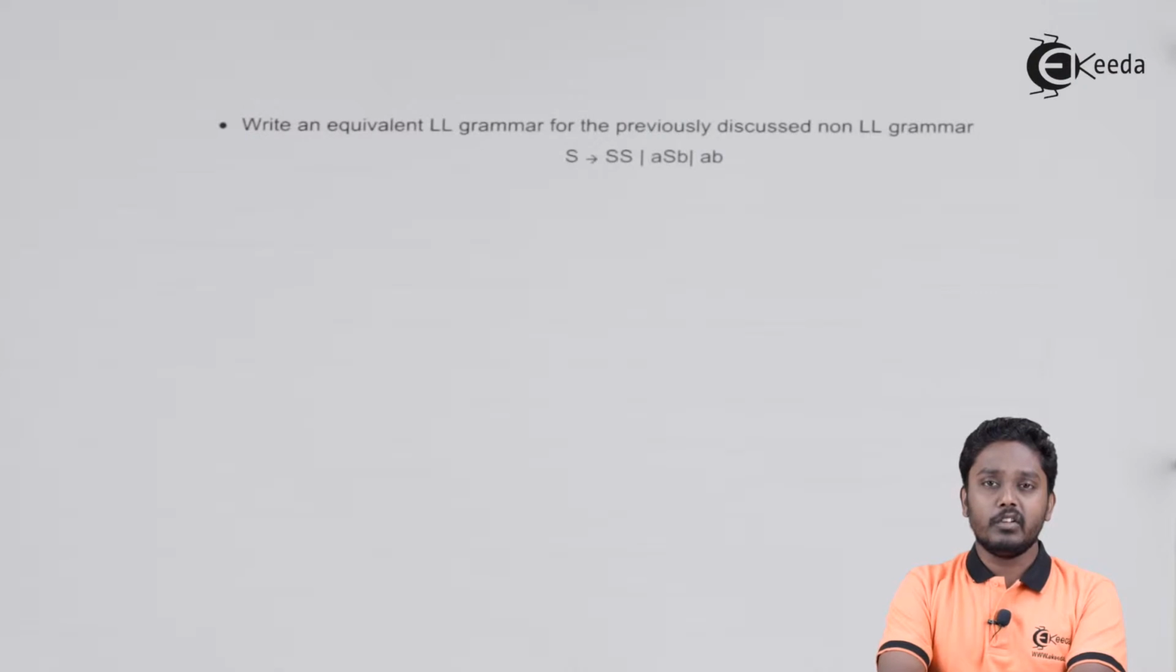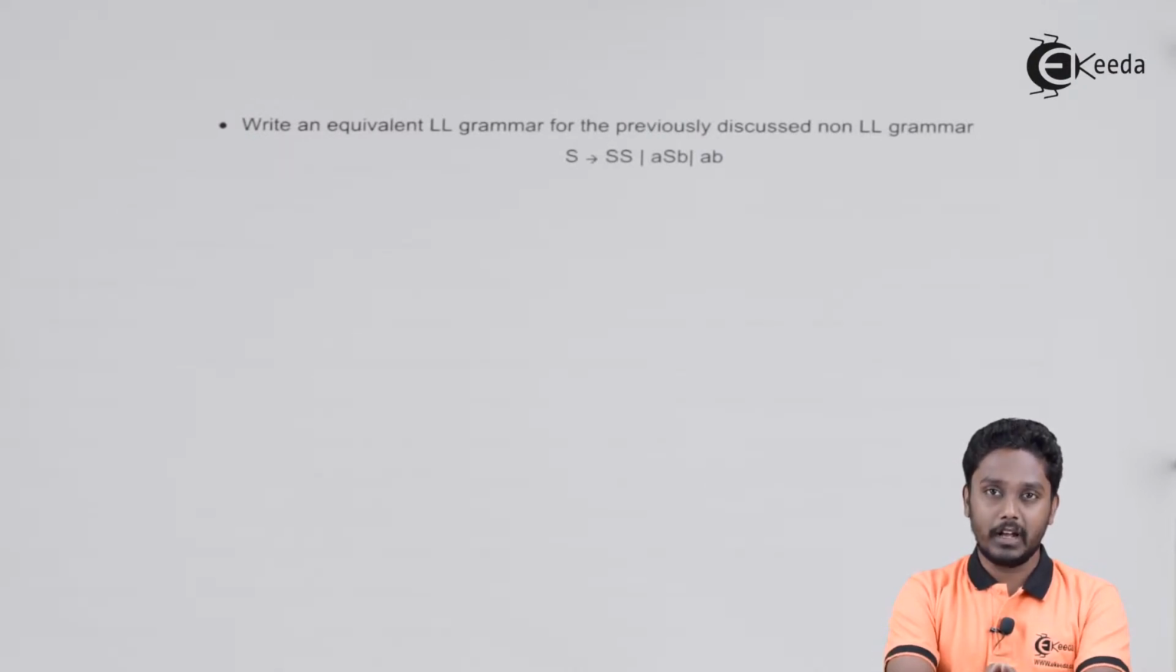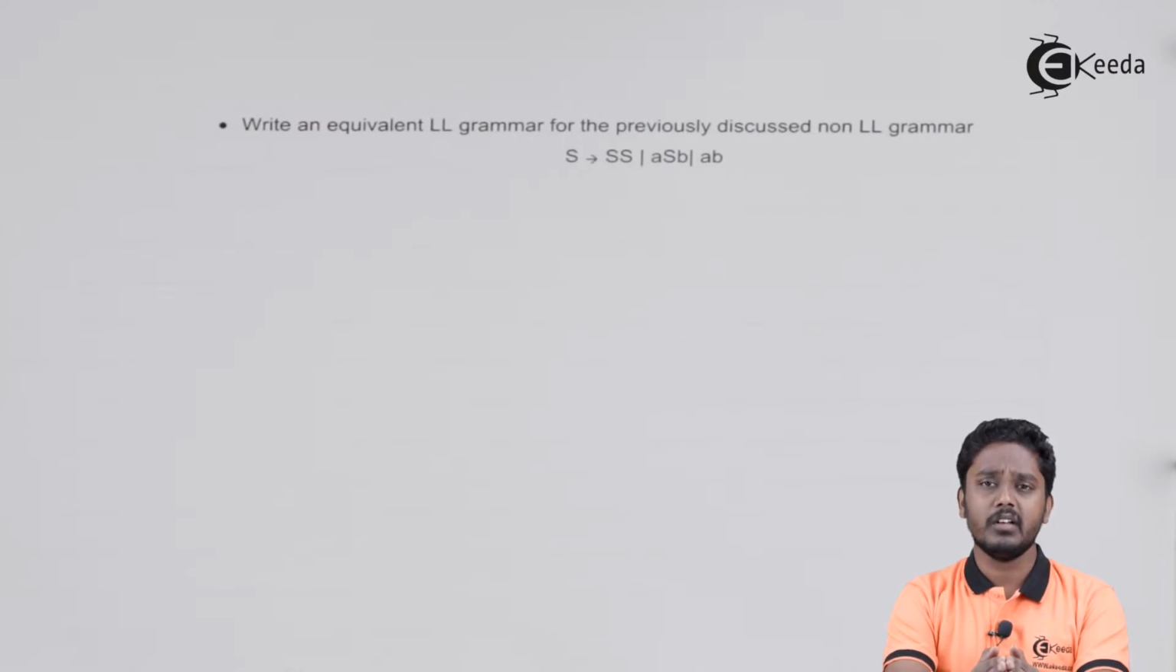You will see that the real problem is with the production S produces SS. Without that, just ASB or AB was already LL(2). If we replace that production with something else, which is again going to produce some positive closure, we can say that this particular grammar is possibly LL(k) for some value of k.